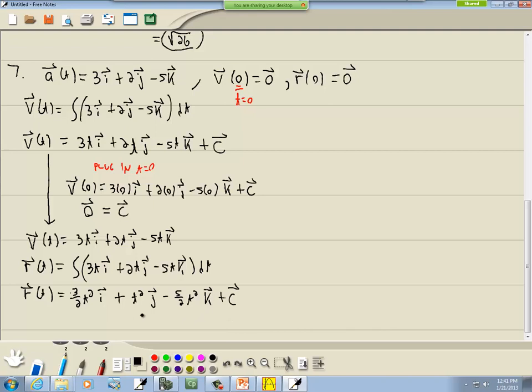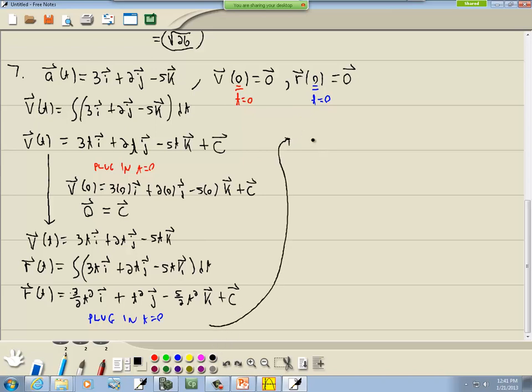Well, here is t. So now we want to plug in t is equal to 0. Whatever number was inside these parentheses right here is what we plug in.